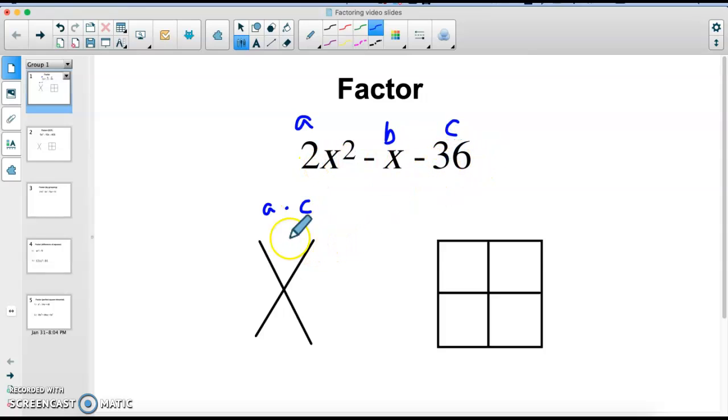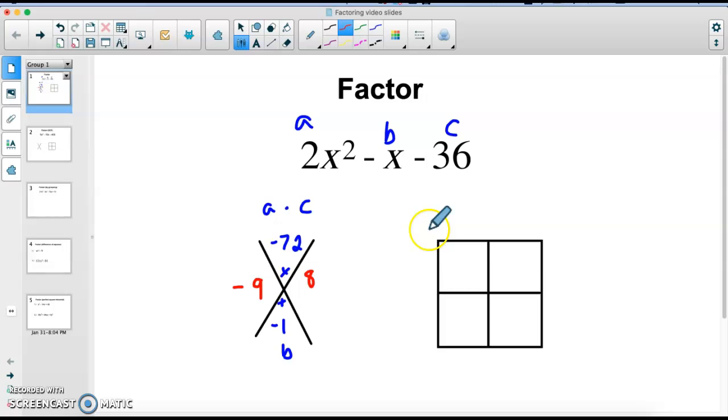So we'll get negative 72. And then on the bottom is always B, so B is negative 1. So we want two numbers that multiply to the top number and add to the bottom number. So two numbers that multiply to negative 72 are negative 9 and 8. So those multiply to negative 72 and add to negative 1.